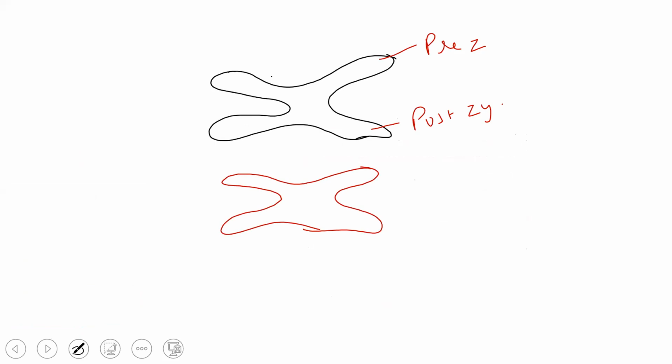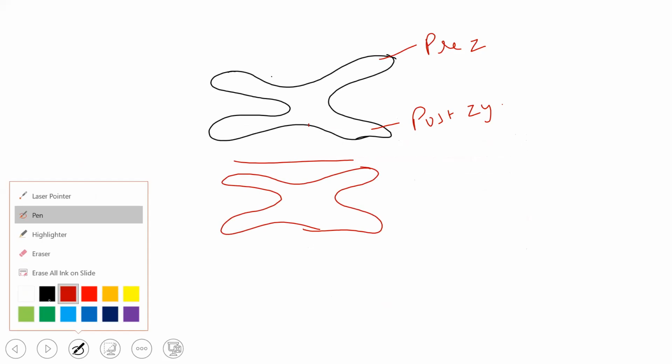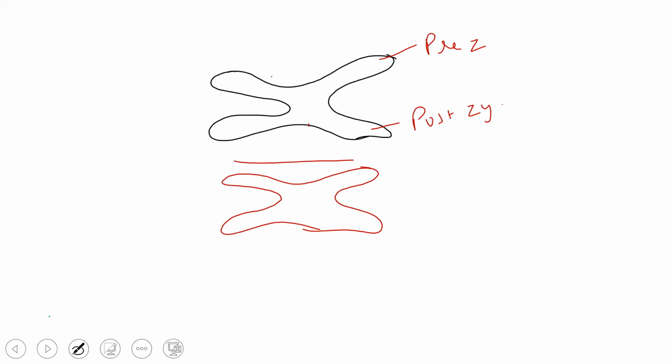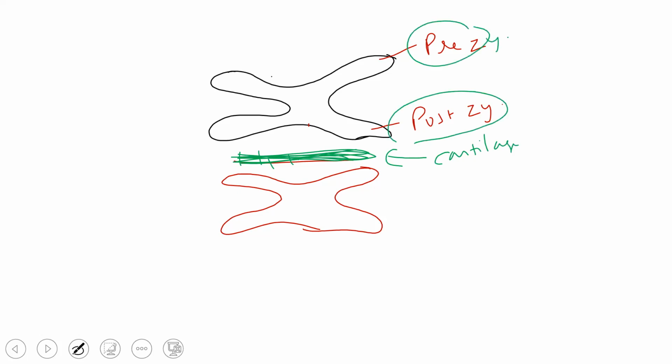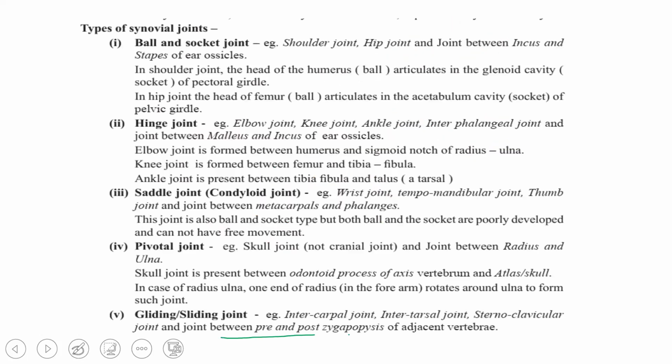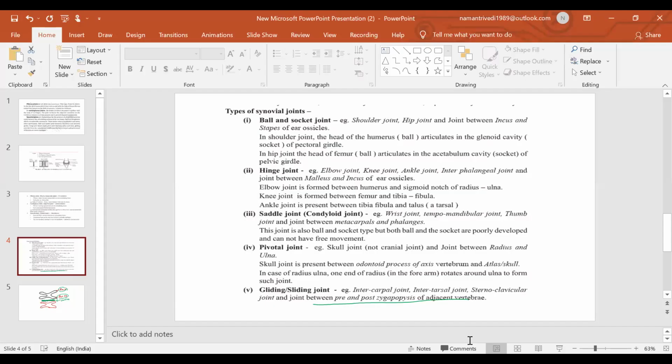These two vertebrae are joined because of this structure. There is cartilage in between over here, beta. So it is for joining of two vertebrae, pre and post zygapophysis, which they have mentioned over here. It is mainly informative; you need to know examples. Now, if you have any specific problems from this, you can ask me.